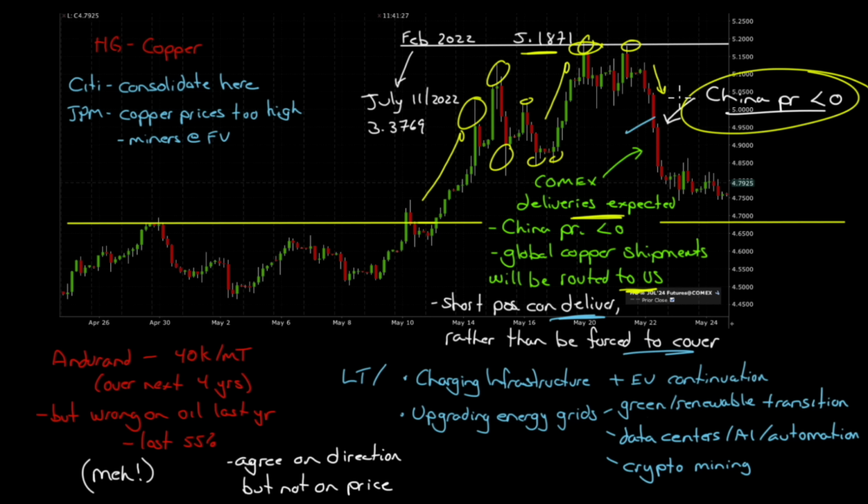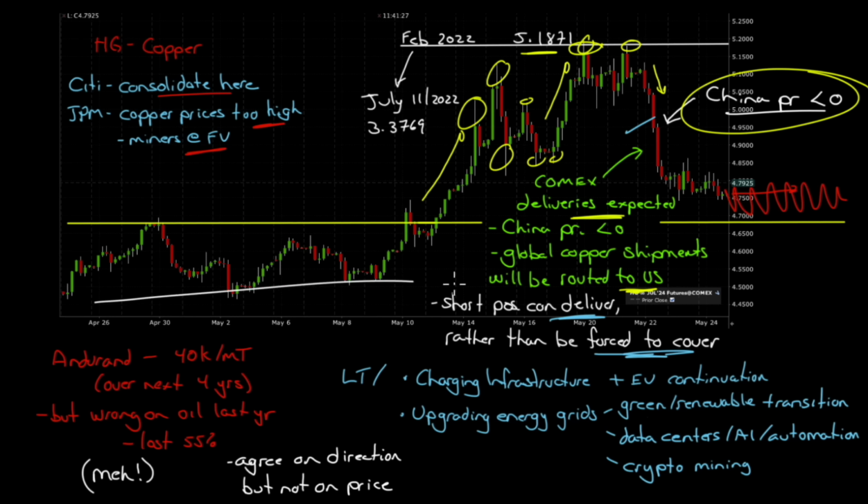So this is what this was about, a belief that the deliveries for COMEX are going to increase dramatically, such that the short position is not now forced to cover. So what do we make of this? Citigroup believes the price will consolidate here, sitting around 475. Consolidate here would probably mean somewhere in around, I guess, 450 to 490, somewhere in there. JP Morgan believes copper prices are too high. I sort of side with that as well, but believes miners are at fair value.